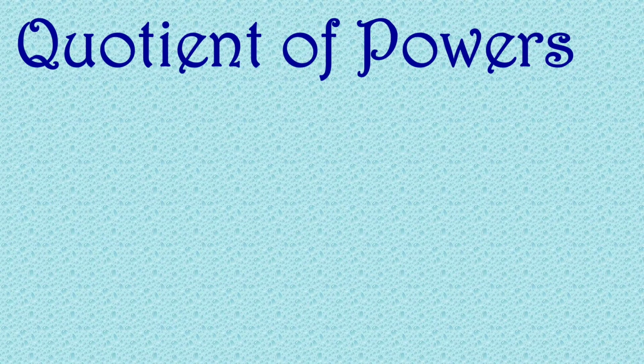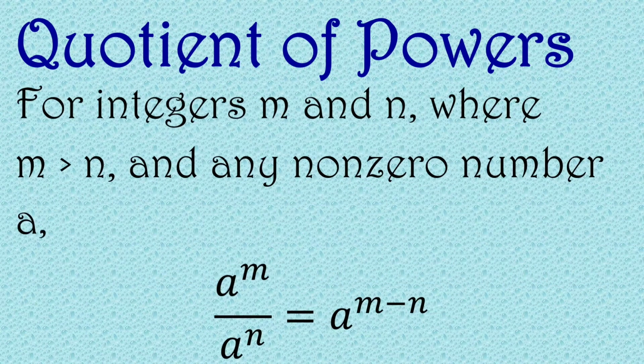Ayan. So, next, quotient of powers. For integers m and n, where m is greater than n and any non-zero number a, a raised to m over a raised to n is equal to a raised to m minus n. So, kapag nag-divide tayo ng same base, yung exponent nila, ima-minus natin. Diba? Pag nag-multiply tayo, nag-a-add. So, pagka quotient or pag nag-divide, minus naman.